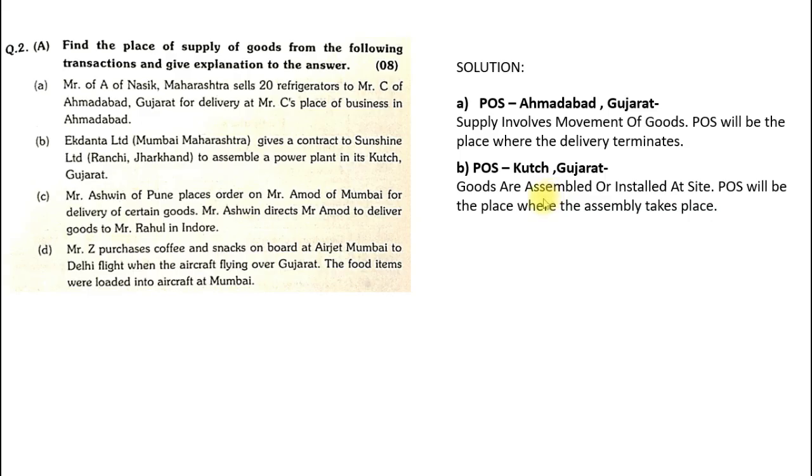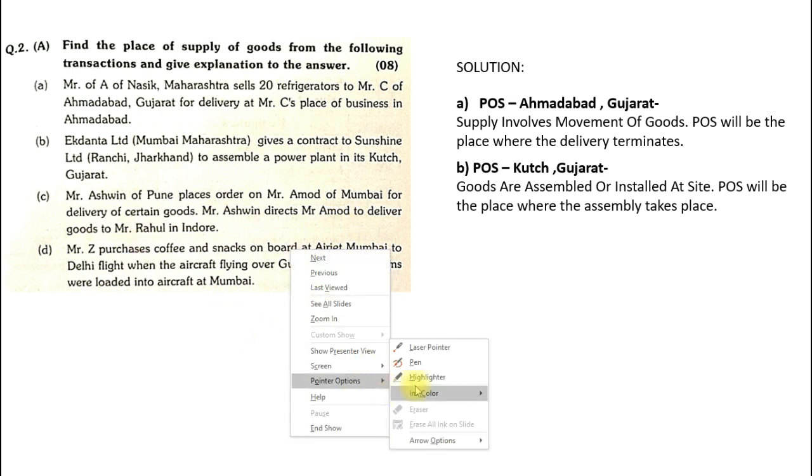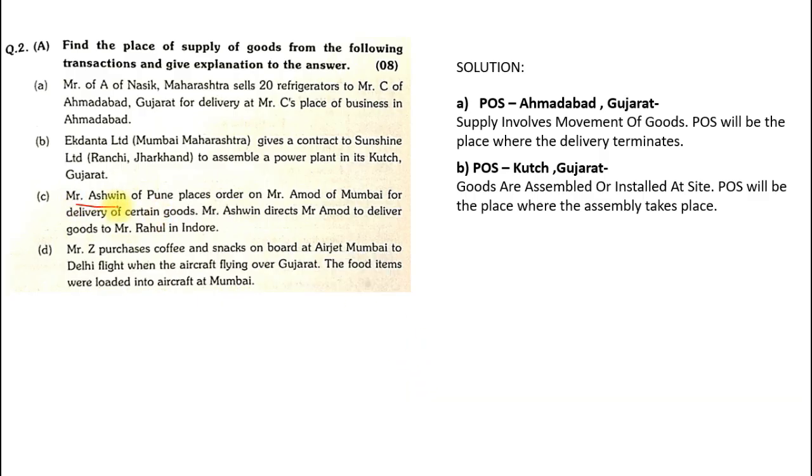Third, Mr. Ashwin of Pune places an order on Mr. Amod of Mumbai for delivery of certain goods. Mr. Ashwin directs Mr. Amod to deliver the goods to Rahul. Now, if you look carefully, there are three parties. Mr. Ashwin places an order, he gives a call to Amod, so Amod is the supplier. Ashwin places the order to deliver the goods to a third party, Mr. Rahul, so the recipient is Rahul. Amod is the supplier, and Mr. Ashwin is the person who has given the order. So now this is a three-party case.